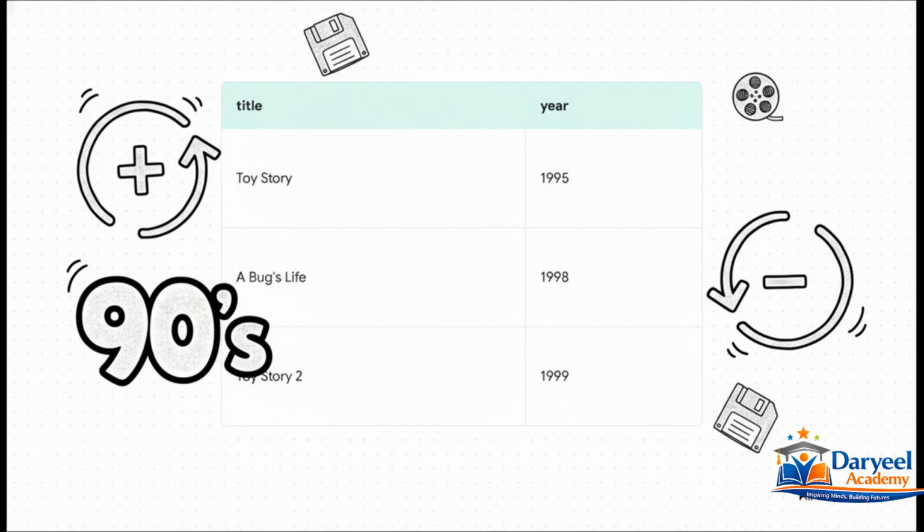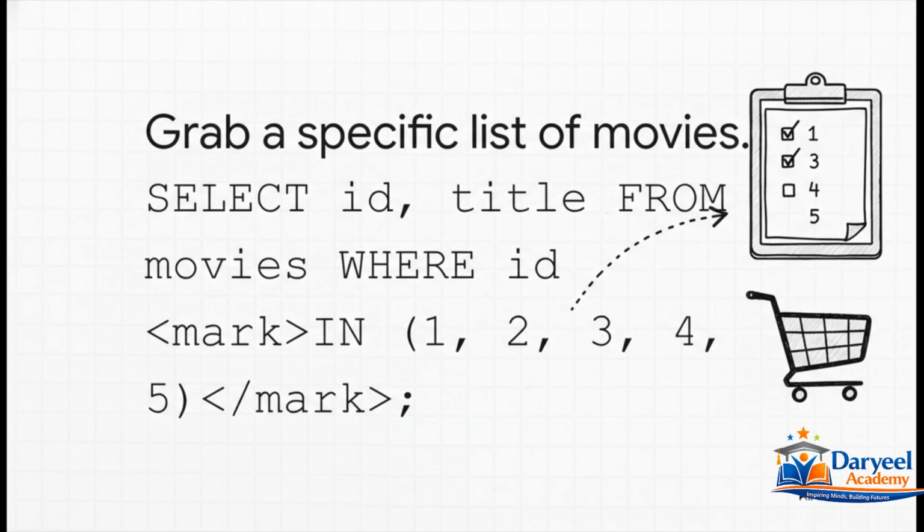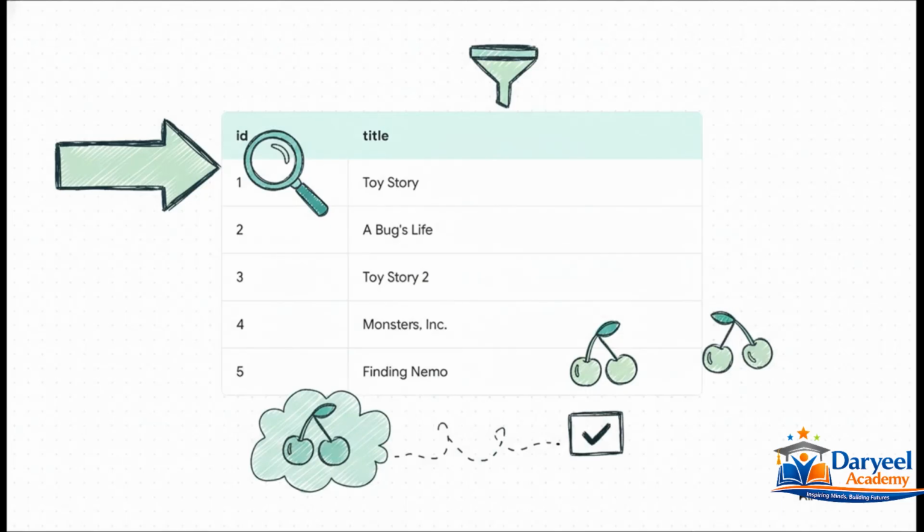It's pretty cool. All right, last challenge. Let's say we have a very specific list of movies we want to grab. In this case, the first 5, which have IDs 1 through 5. For this job, the IN operator is perfect. It's like handing SQL a shopping list and saying, hey, just get me these things. And check it out, our query went shopping and brought back exactly what was on our list. The database checked every single row and only gave us the ones whose IDs we specified. This is so useful for cherry-picking exactly the data you need.